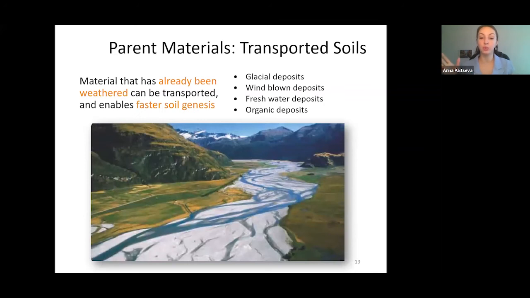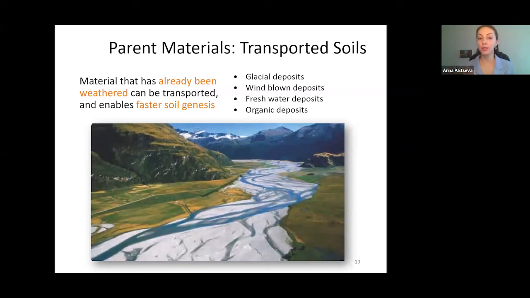So mostly around the world, parent material is actually transported. It's not local. It can be transported by different agents like wind, by glacier, by water, even in lakes or in rivers, streams, even organic deposits like in the marshes or wetlands. All these deposits will form soil.